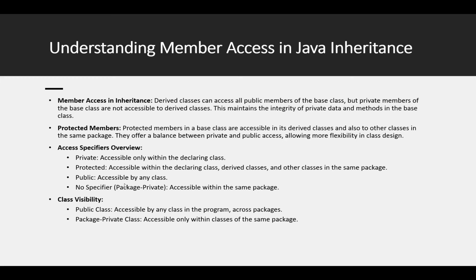And the last topic in this is class visibility. Declaring a class as public means it's like a public figure, known and accessible everywhere. Without a specifier, it's more like a private citizen, recognized only within its local community or package. So understanding these access levels and class visibility is important for effective Java programming. This knowledge helps us design secure, organized, and effective Java applications.